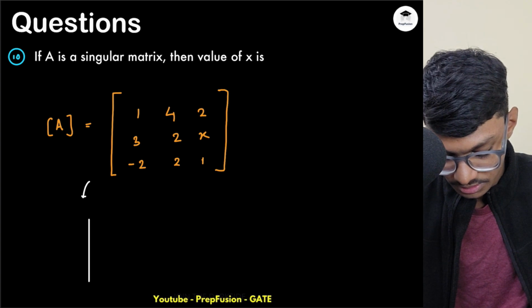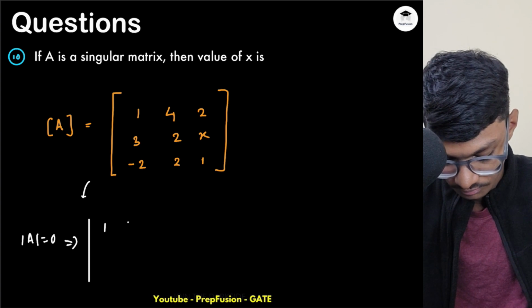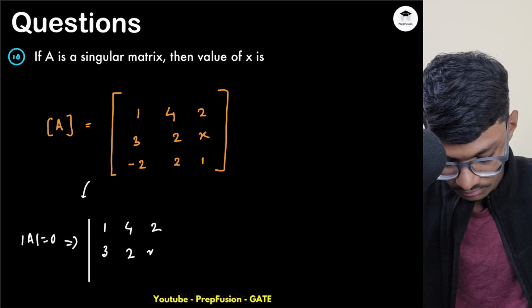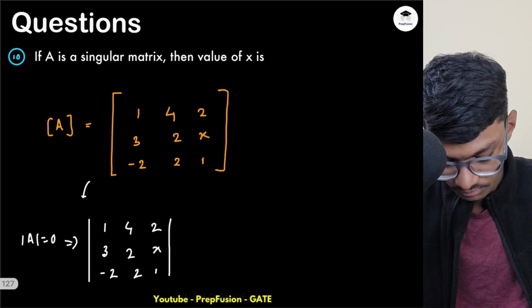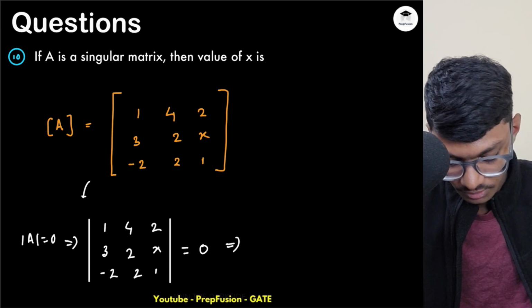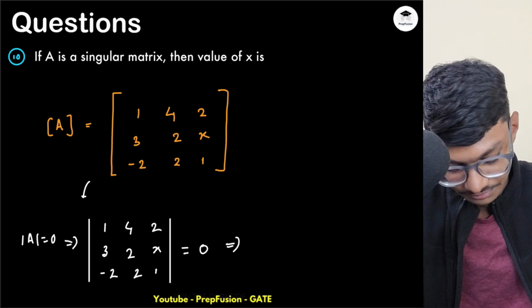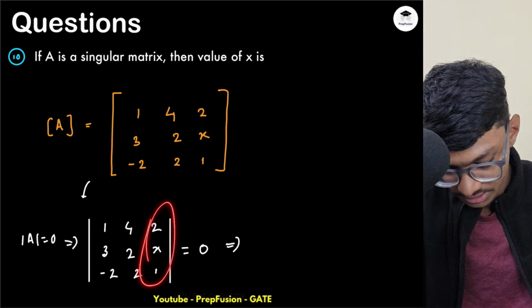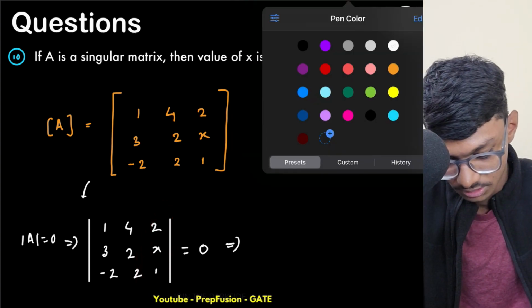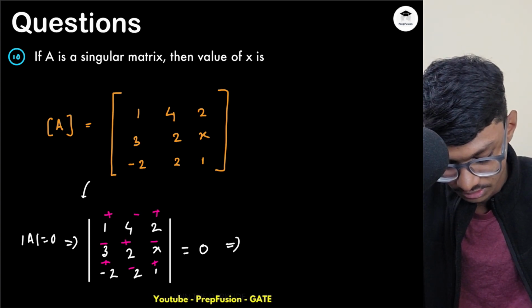Okay, the determinant of this will be... a singular matrix means the determinant of A equals 0, hence... okay. So what you can do is, let's not do it right now because I haven't taught you simultaneous operations yet. Simply, you can expand about the last column. So let's first mark the signs: plus, minus, plus, minus, plus, minus, plus, minus, plus.